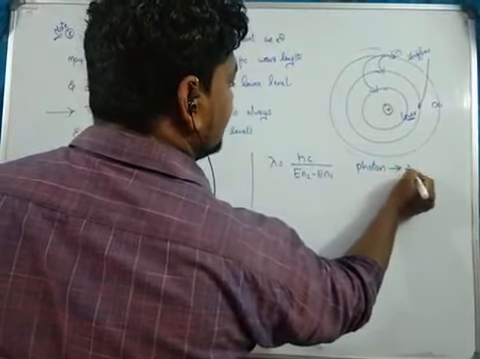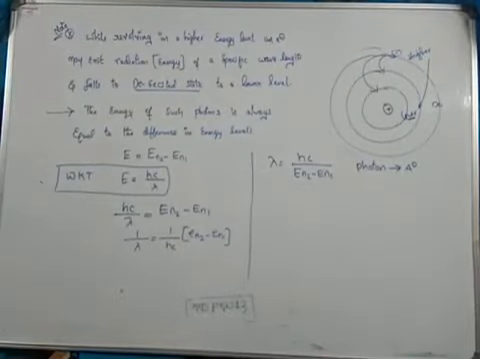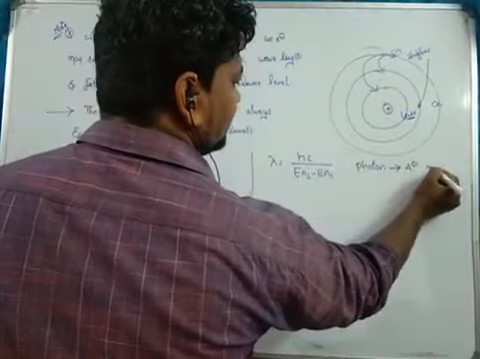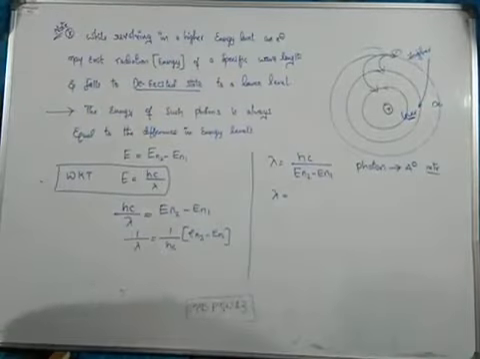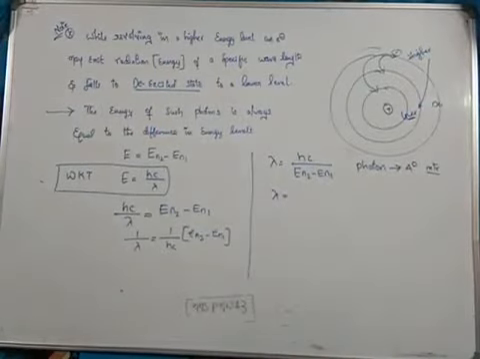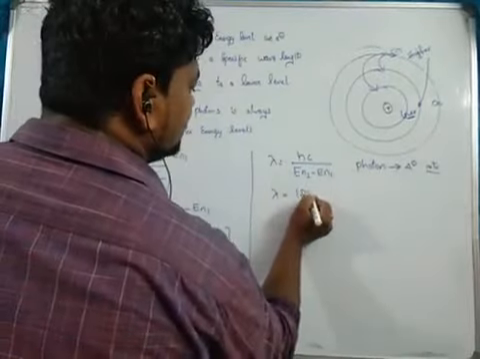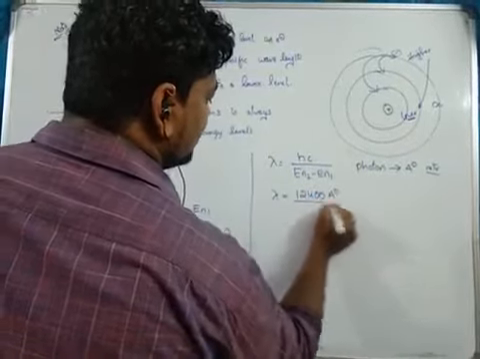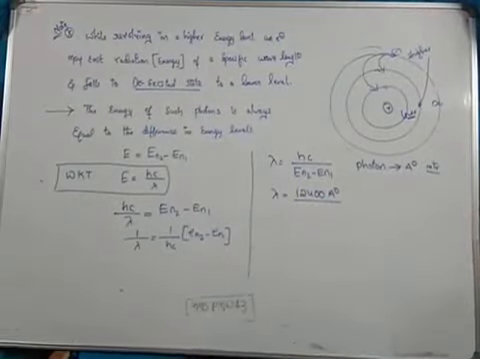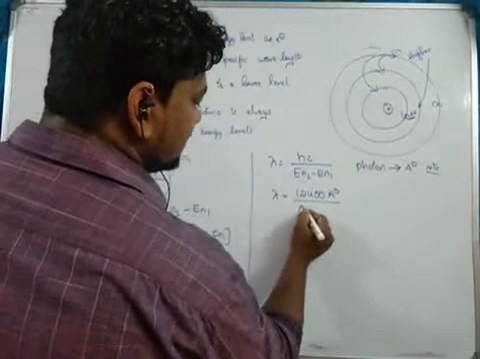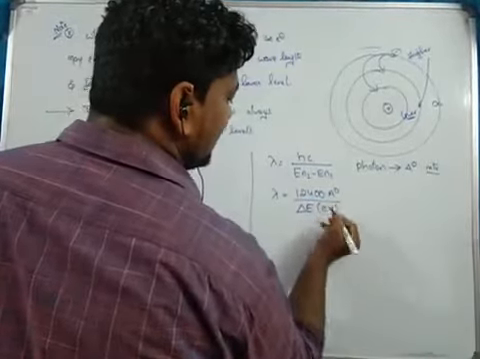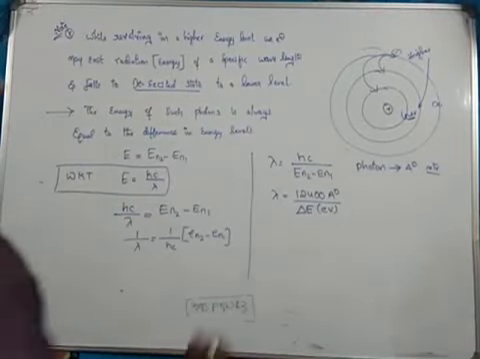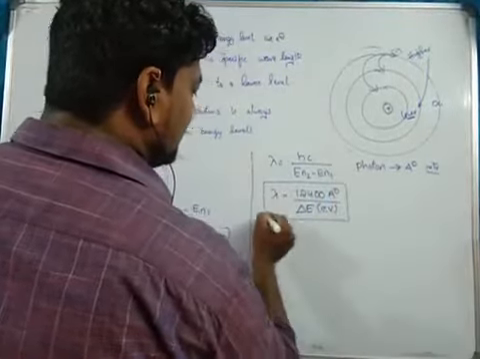And the photon's wavelength is always calculated in Angstrom, or meters. So we get the value as lambda equals, where h is a constant and c is a constant. If you calculate that, we will get 12400 Angstrom divided by the change in energy. The change we represent with delta, and the unit of energy will be electron volt. This will be the formula for the excited state.